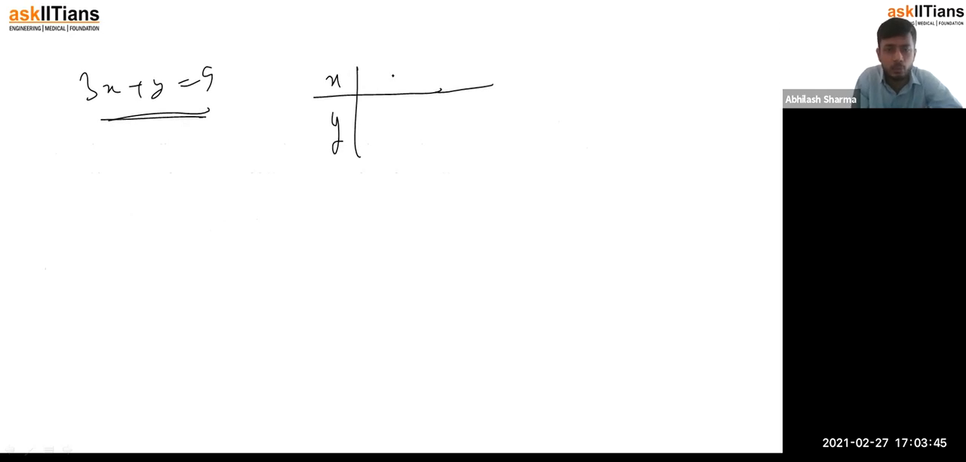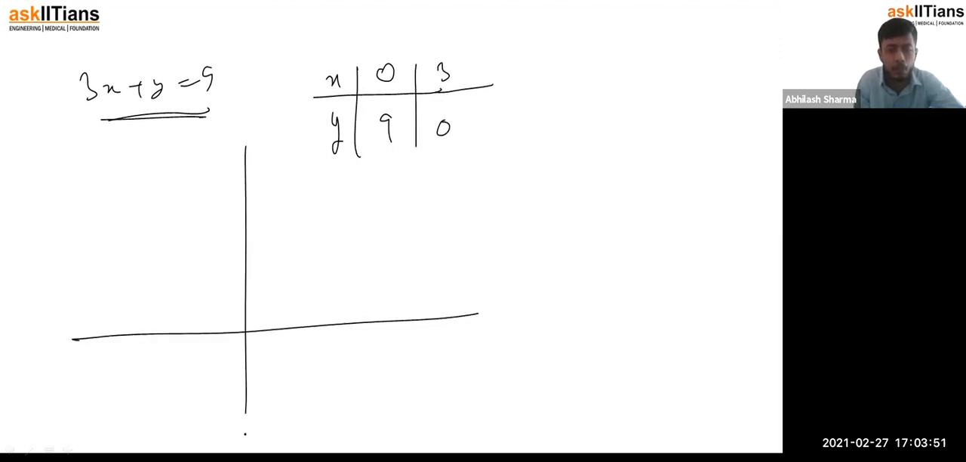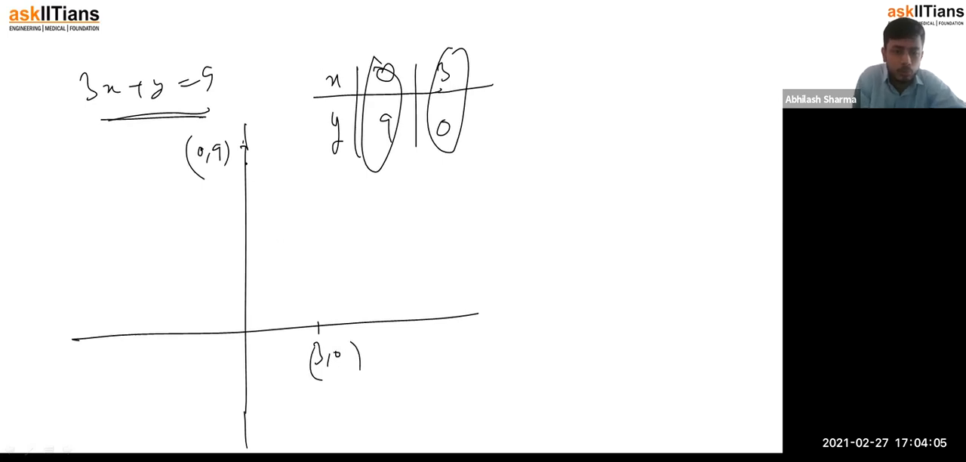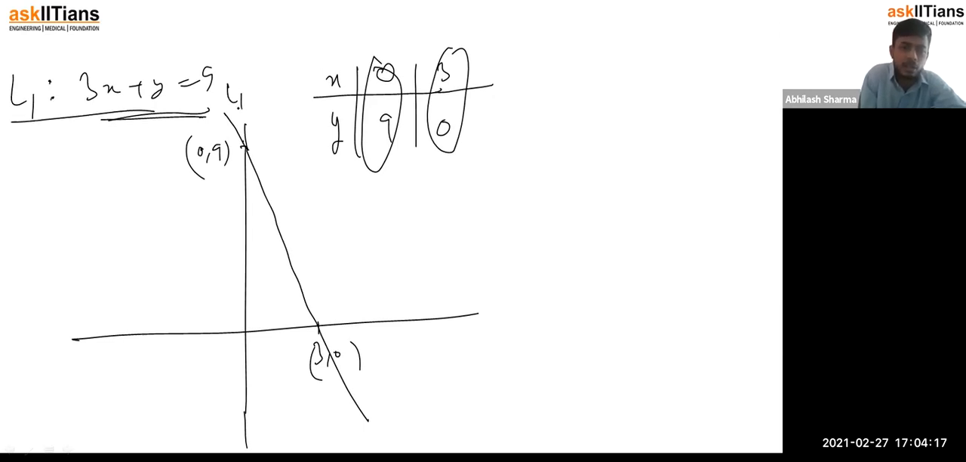So if I put x equal to 0, y comes out to be 9. If y is 0, x is 3. So very simply, we can just mark these points, for example, where is 0, 9? It will be here somewhere, 0, 9. Where will be 3, 0 point? It will be here somewhere, 3, 0. So if you join these 2 points, you will obtain the graph of this line L1. Okay, let's say this is the line L1, then this is line L1's graph.